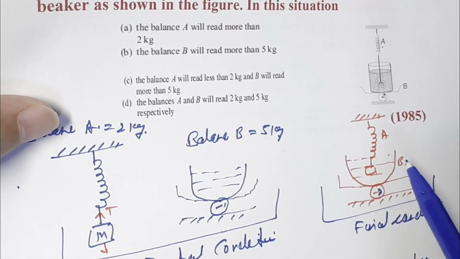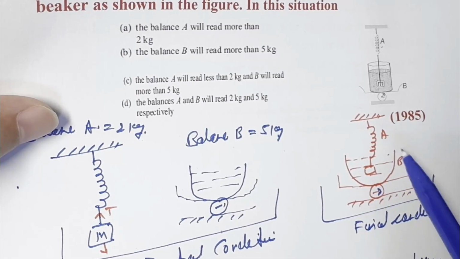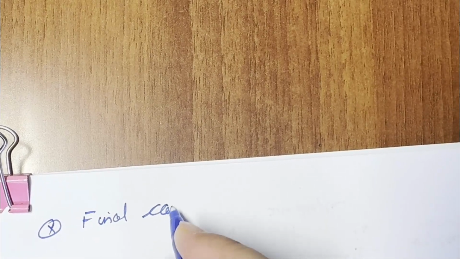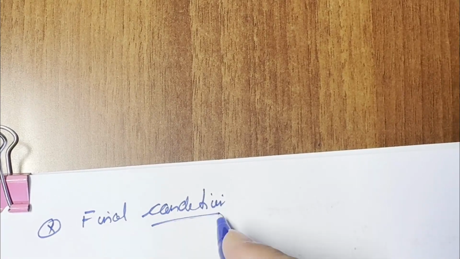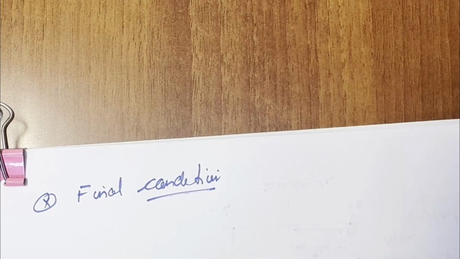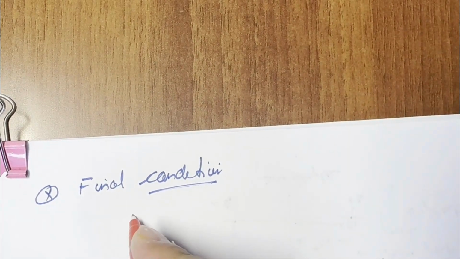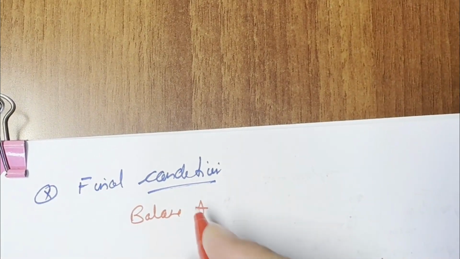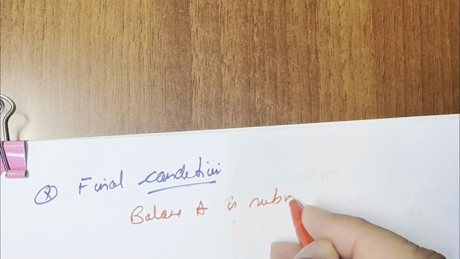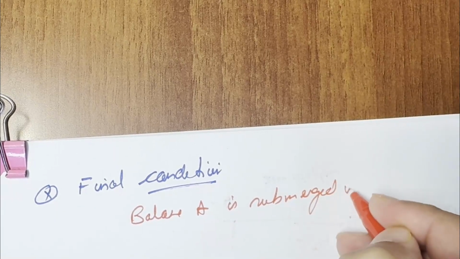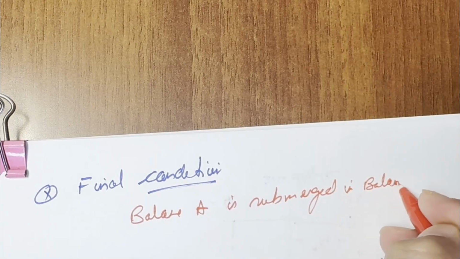And in the final condition, now the final condition, it is a combination of the spring balance A as well as balance B. So we can say in the final condition, balance A is submerged in balance B.